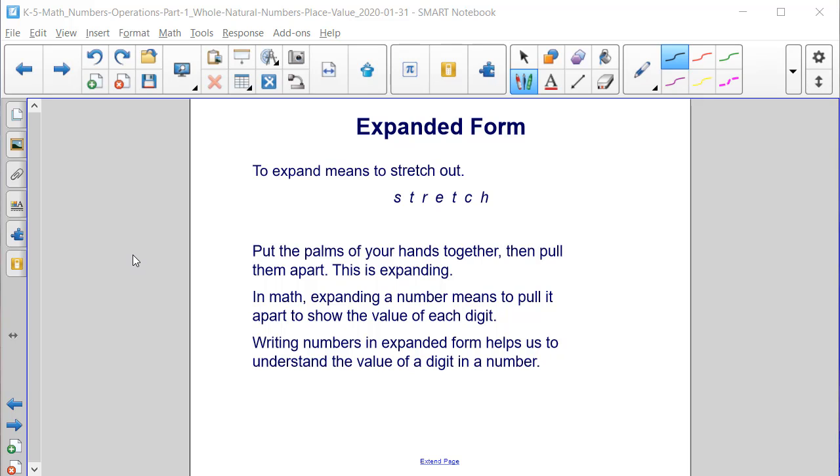Expand means to stretch out. So if you put the palms of your hands together and then pull them apart, that's actually expanding. In mathematics, expanding a number means to pull it apart to show the value of each digit, or to write each place value column as its full value. So writing numbers in expanded form helps us to understand the value of a digit in a number.